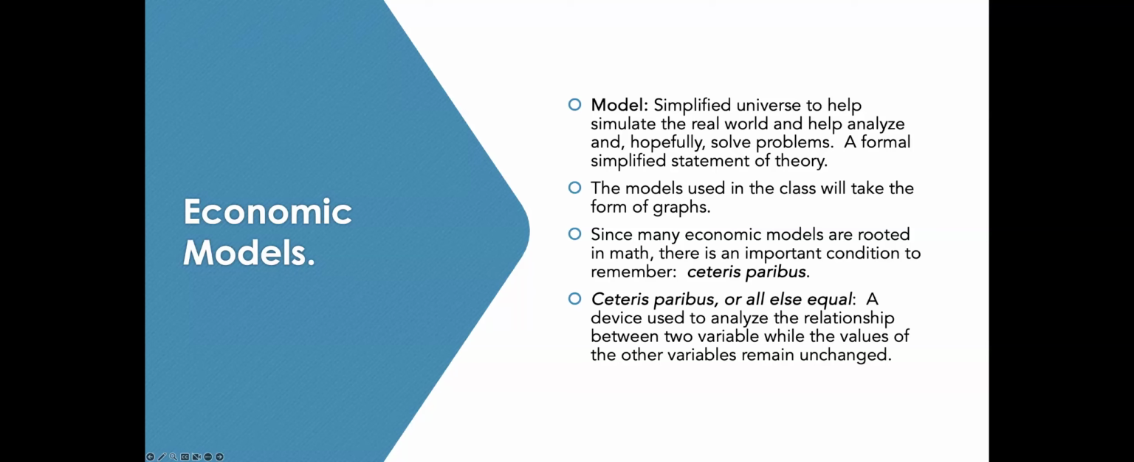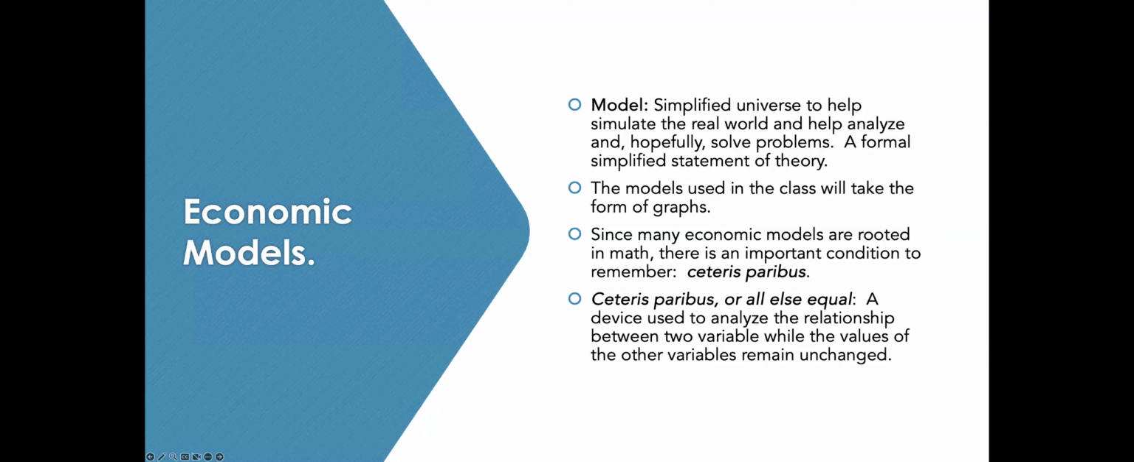Because we want to make sure that if something is related to another thing, it's a causal relationship, meaning X is causing Y, and not just some coincidence that's unrelated. So ceteris paribus is the thing that we will always be working on in the background. When we do supply and demand, you'll be thinking about ceteris paribus. If you're looking at macroeconomic models, it's going to be ceteris paribus.